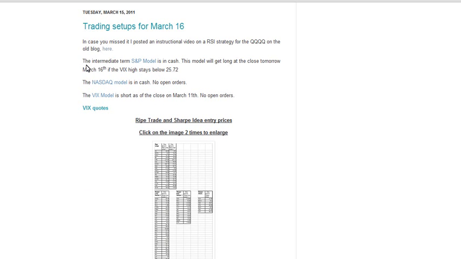I'll just walk through all the systems real quick and talk about how I actually trade them. The intermediate term S&P model is now in cash. This is for March 16th. This model will get long at the close tomorrow, March 16th, if the VIX high stays below 2572.